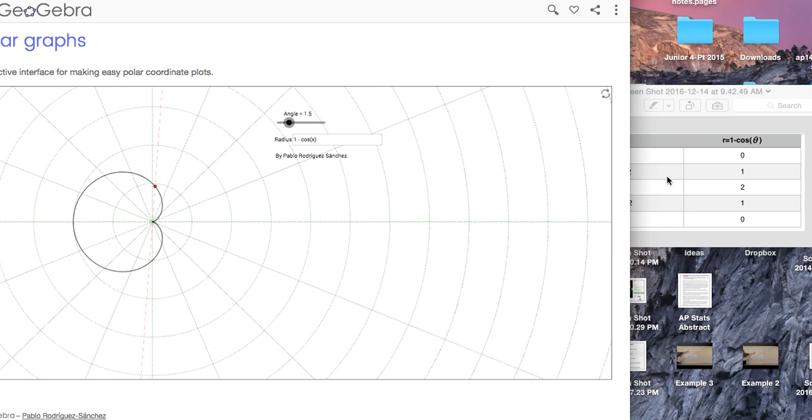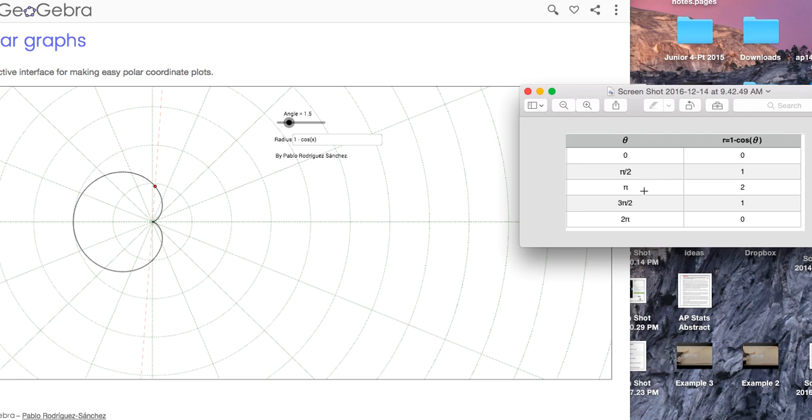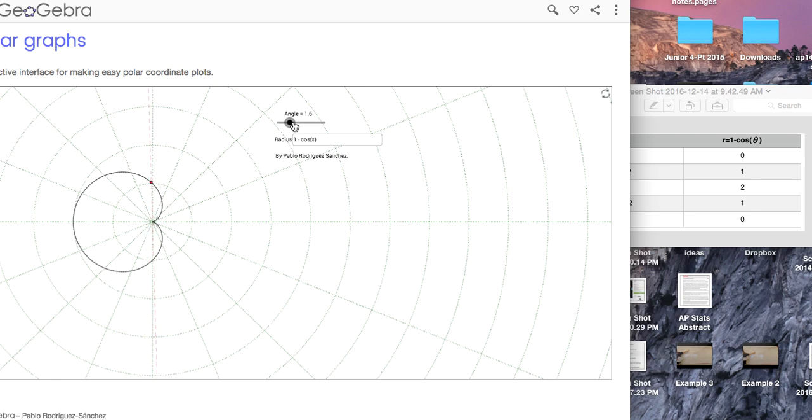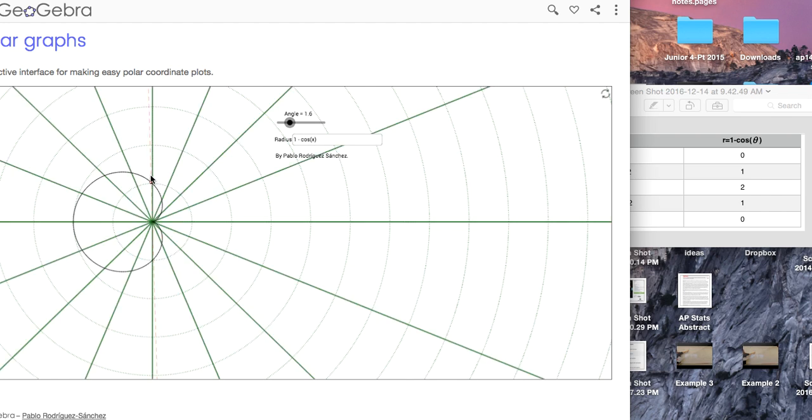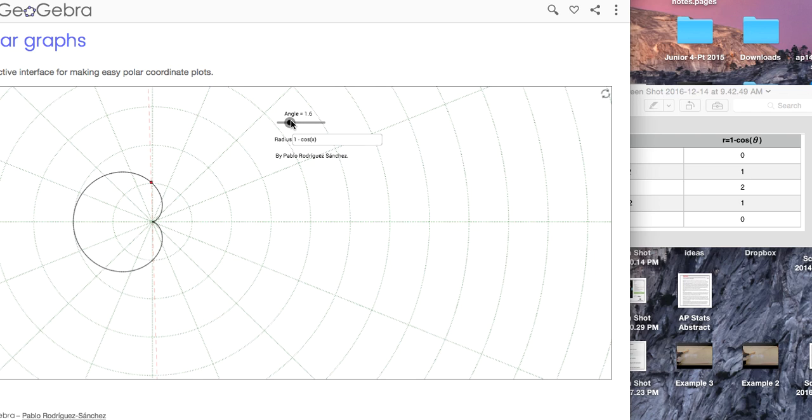Now the next value that I have is at pi. When my angle gets all the way over here to pi, I'm going to have an r value of 2. So as I trace from pi over 2 to pi, 1 minus the cosine of theta is getting longer because the cosine is negative here. It's getting a little bit longer, a little bit longer, out here at pi where it's 2.